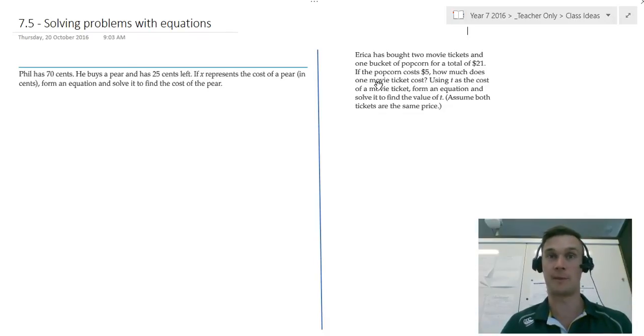So I'll give you some steps, we'll do it together, and then I'm going to slowly release that information, and then you're going to do it yourself. So we've got two examples here, and we're going to create an equation from what we know, and then we're going to solve those equations. So I'm going to show you how we do that.